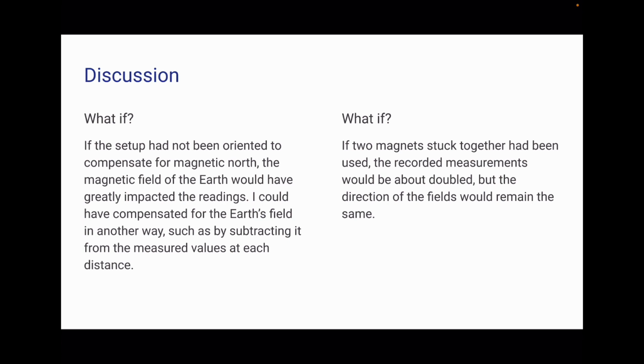If two magnets stuck together had been used, the recorded measurements would be about doubled, but the direction of the fields would remain the same.